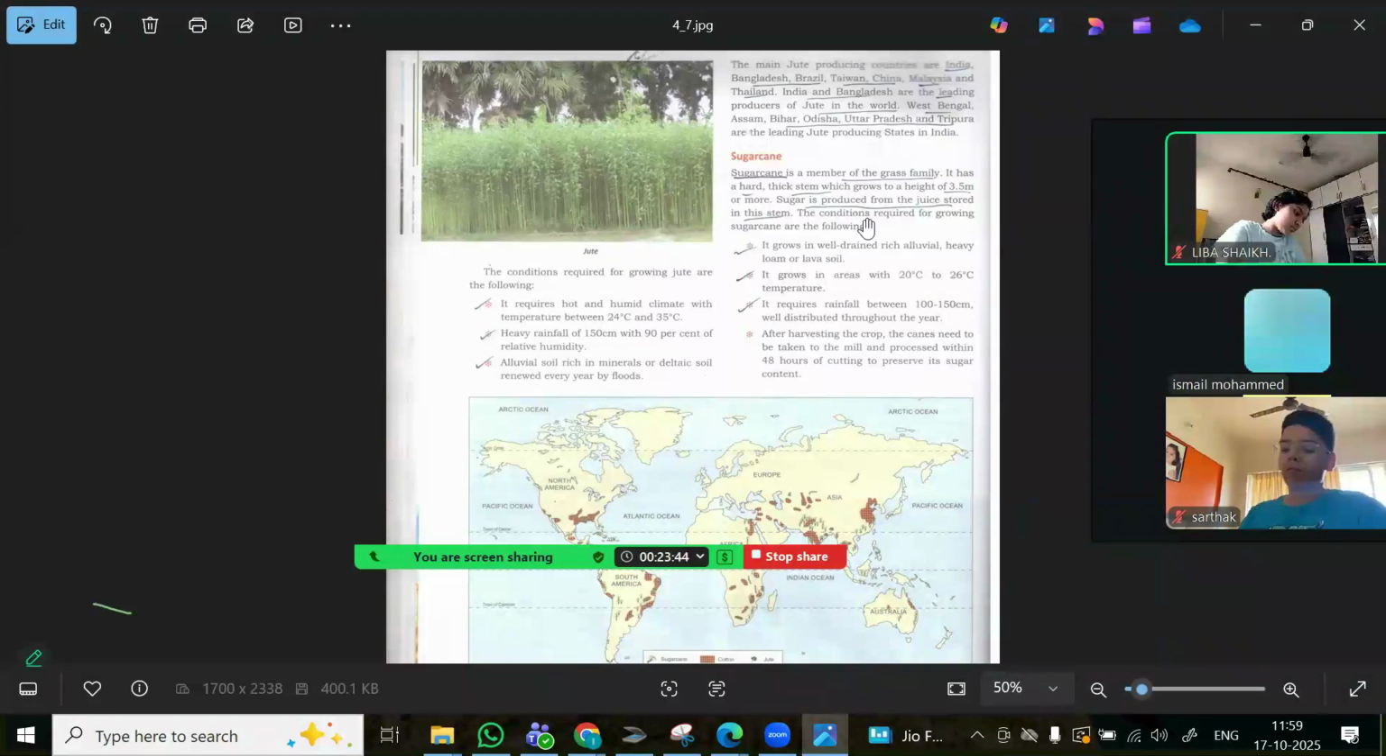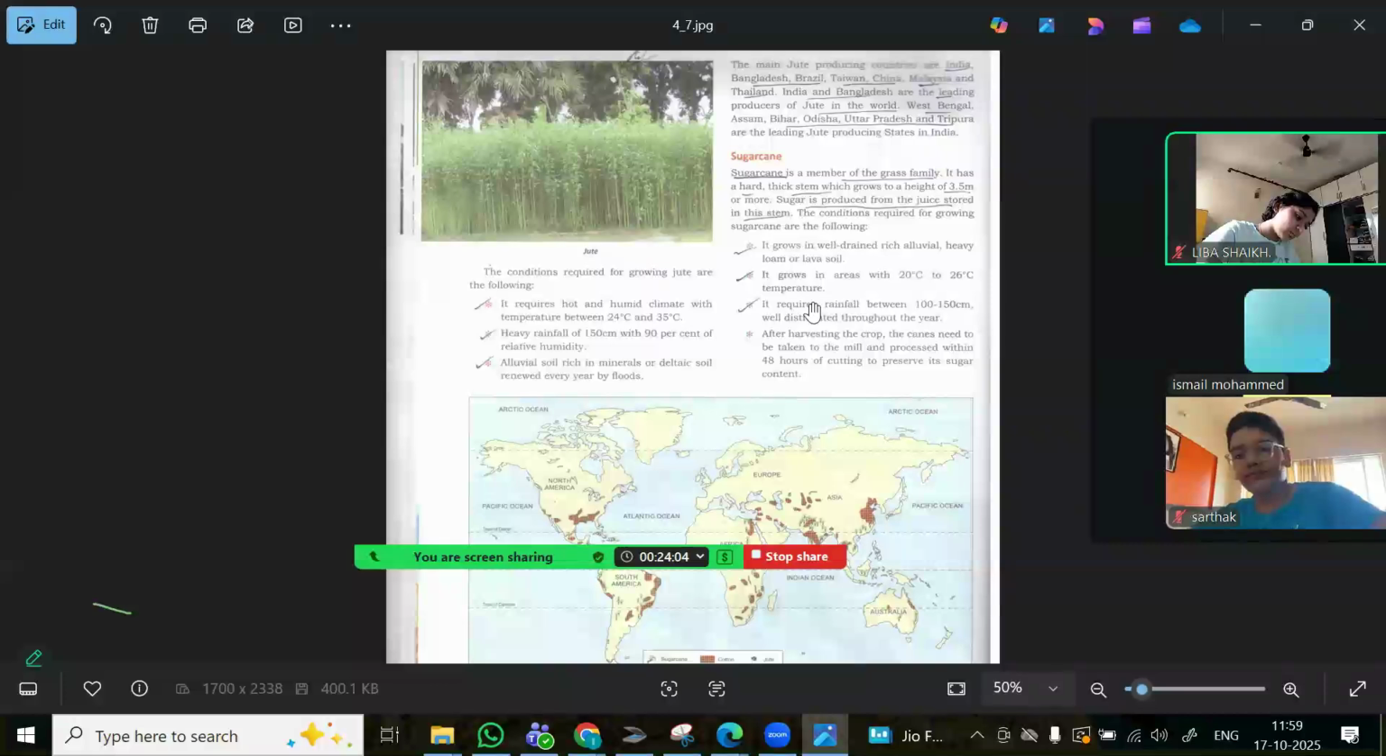Next, sugar cane. So, as I told, from the sugar cane crop, you produce the sugar. It's a member of the grass family. It is hard, has a thick stem which grows up to 3.5 meters. Okay, and sugar is produced from the juice produced from the sugar cane stem.